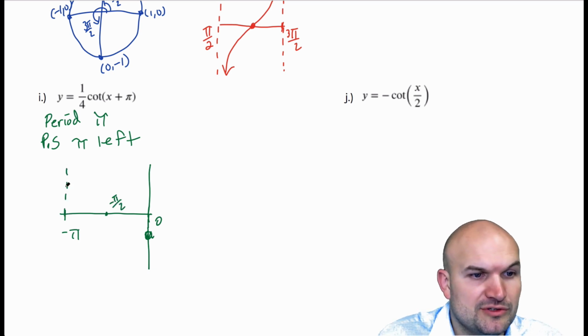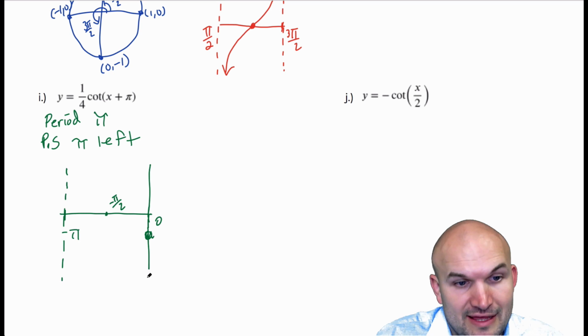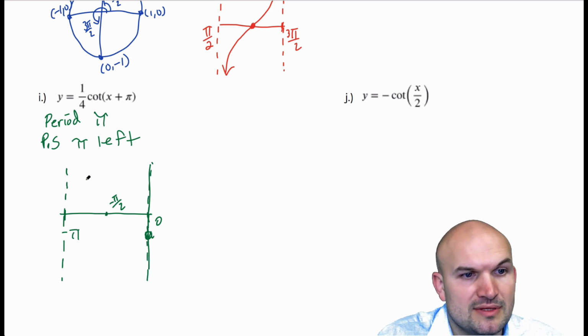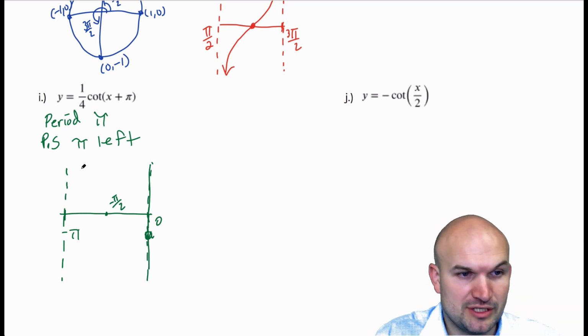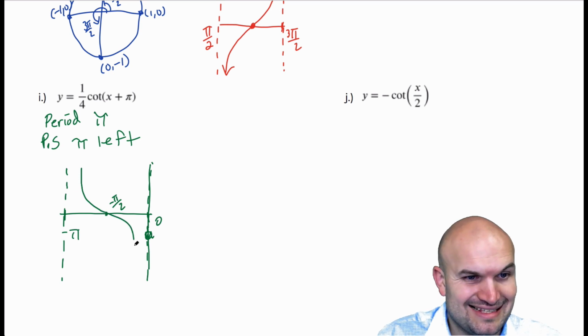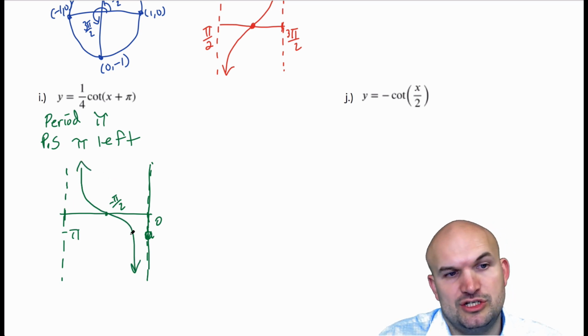And then here's going to be our vertical asymptote. And there's a vertical asymptote at 0 as well. And then this graph, remember, is horizontally compressed, so we're just going to fatten this out a little bit and make it look just like that.